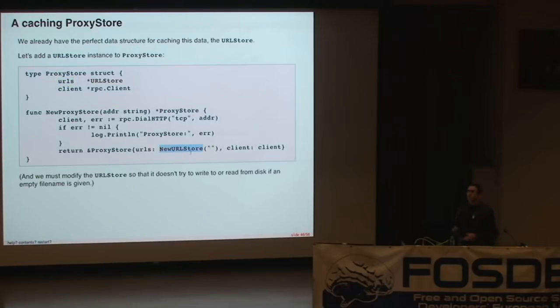And the one thing that I'm not showing here is I've just modified URLStore so that if you give it an empty file name, it just won't try to read or write it to disk. It still does all the in-memory stuff. It still keeps a map, but it won't write anything to disk.